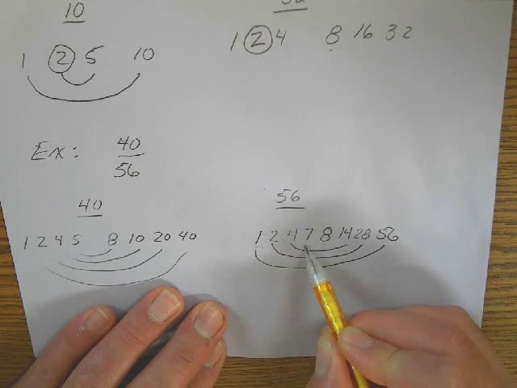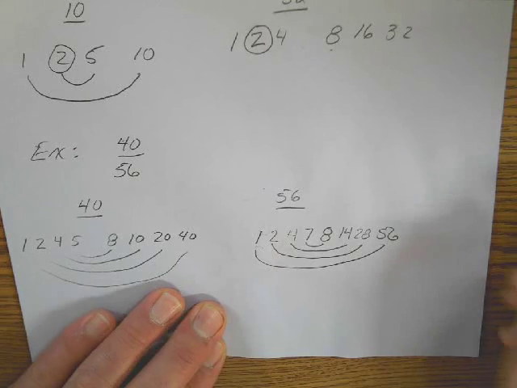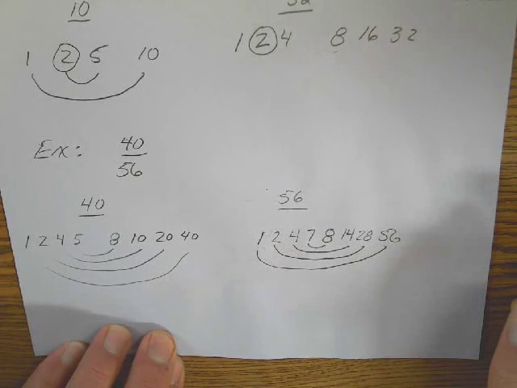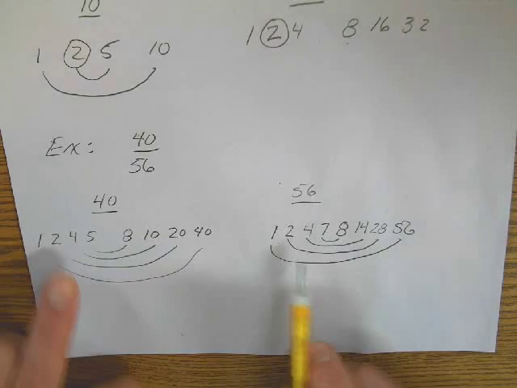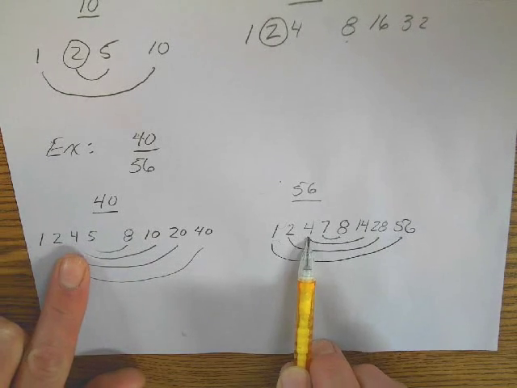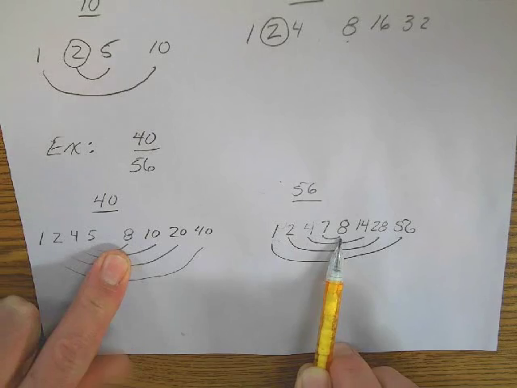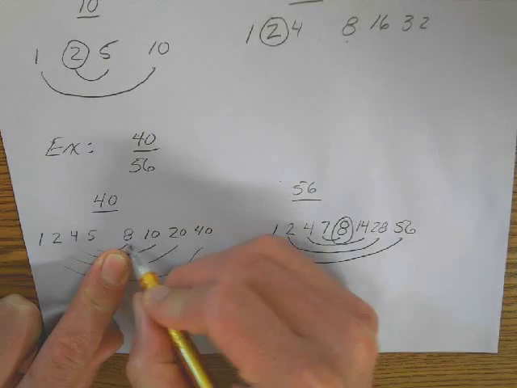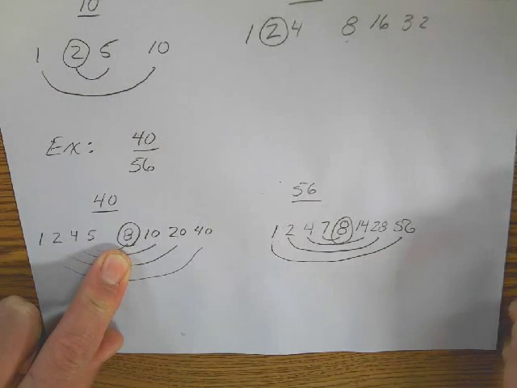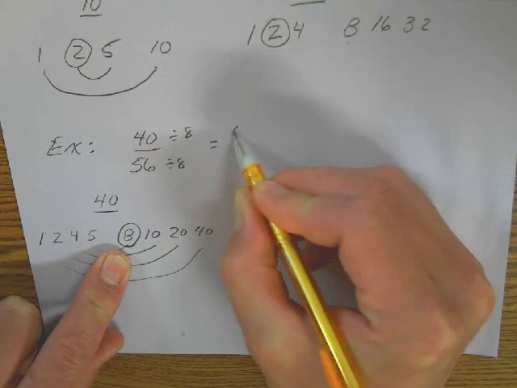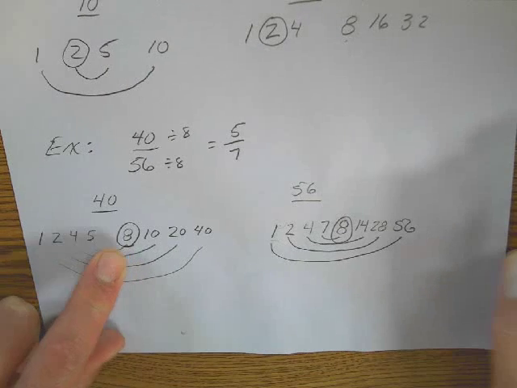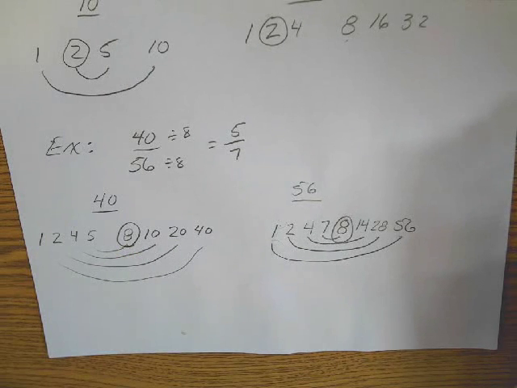So once again, we're going to find our biggest number here that they have in common. They got a 2, they have a 4, and it looks like 8 is going to be our biggest. So we divide the top by 8 and the bottom by 8, and that's going to get us 5/7. Okay? So that's how we use the greatest common factor to reduce fractions and get them into lowest terms.